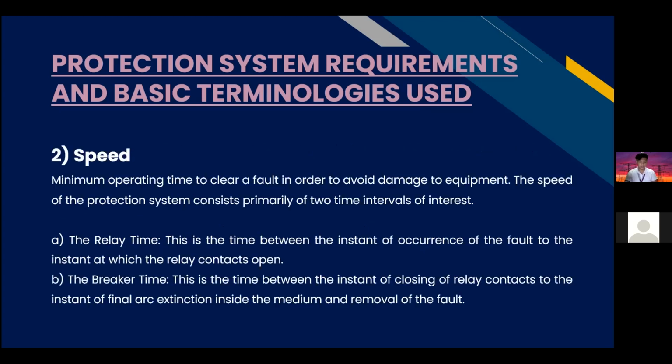Number 2. Speed. Minimum operating time to clear a fault in order to avoid damage to equipment. The speed of the protection system consists primarily of two time intervals of interest. A. The relay time. This is the time between the instant of occurrence of the fault to the instant at which the relay contacts open. B. The breaker time. This is the time between the instant of closing of relay contacts to the instant of final arc extinction inside the medium and removal of the fault.